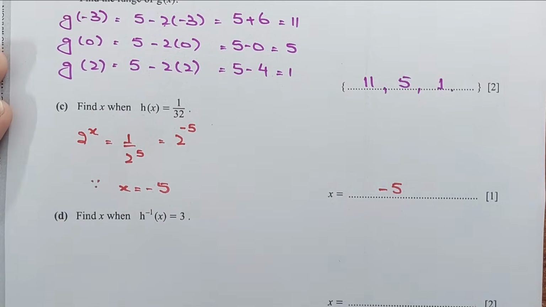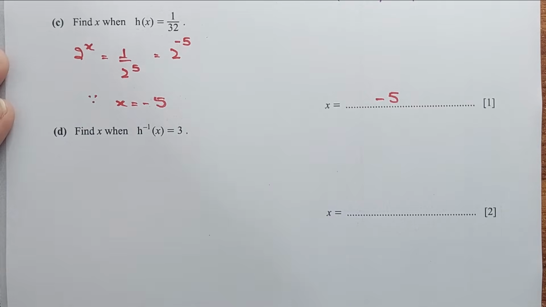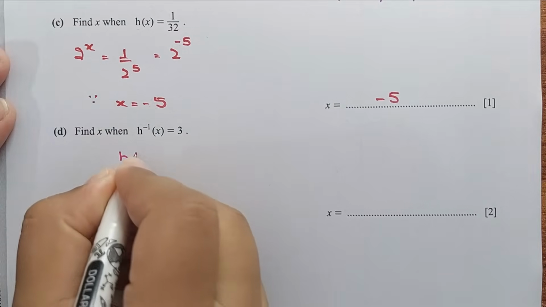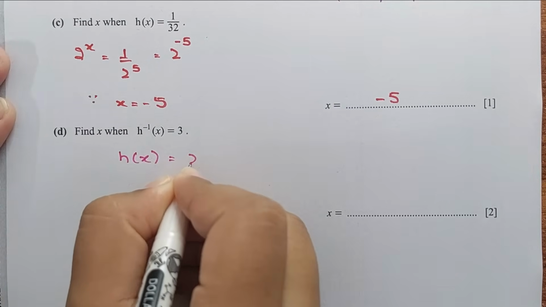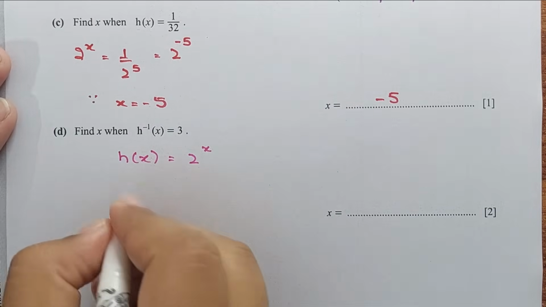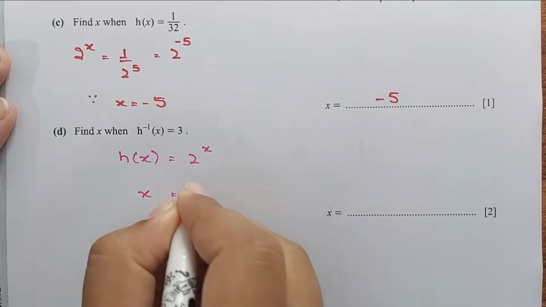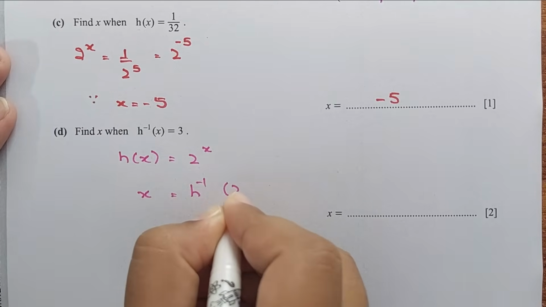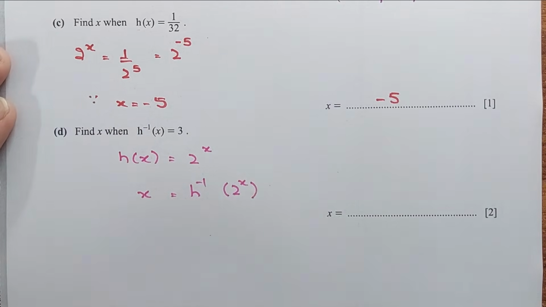Right. Now for part D, find x when h inverse of x is equal to 3. Since we have h of x equal to 2 to the power x. Right. So h inverse of x is equal to 3. Okay, so what is x? x would be equal to h inverse of 2 to the power x.